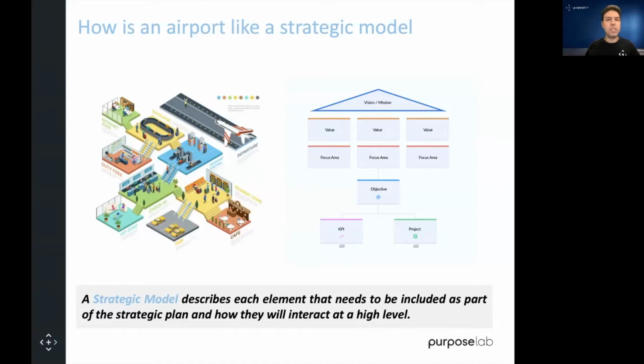And a good way of explaining a strategic model is thinking of an airport, as you see here. Now, if you were an engineer and you were starting to think about how you're going to be building an airport, the first thing that you were going to be thinking about is what are the different elements that an airport needs to have. So there would be the runway, there would be the immigration area, it would be baggage control, both baggage delivery for the passengers and baggage processing.